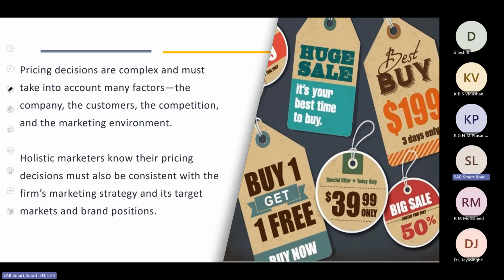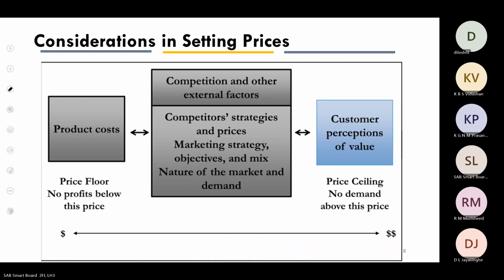Like whether we have any rules or regulations, like whether we need to adhere to maximum price levels set by the government or minimum price levels set by the government, right? We have to look at all of this when we are going to set the price of the organization's products. So these are the considerations that we look at when setting the price.